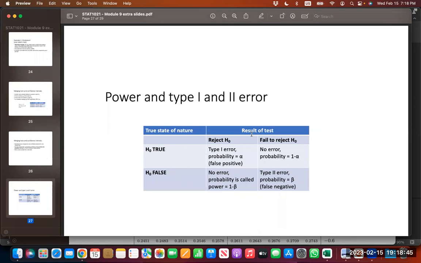Then I have type 1 error. That's basically I'm rejecting something that I shouldn't have rejected. And then I fail to reject something that I should have rejected. That's the type 2 error. The nomenclature of false positive and false negative, I highly recommend to pay attention, because false positive is rejecting something that shouldn't be rejected. False negative is to not reject something that you should have rejected.